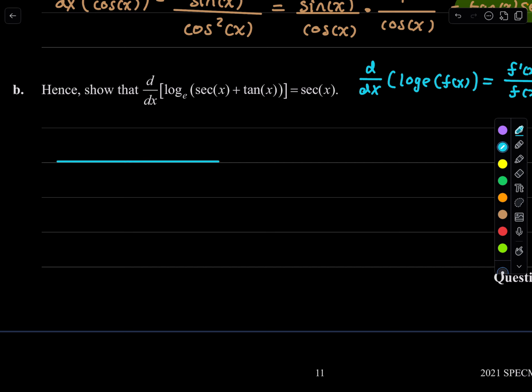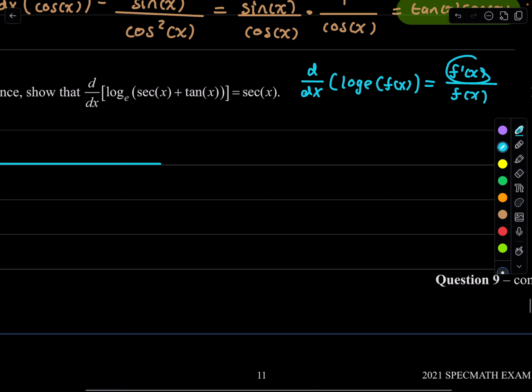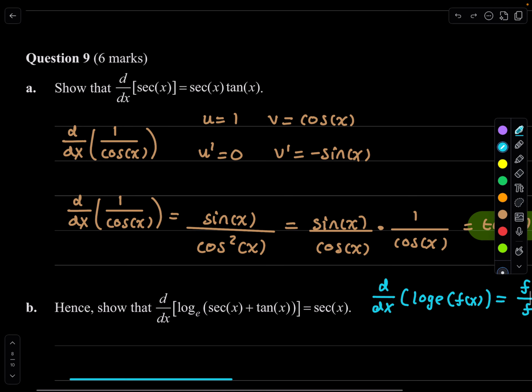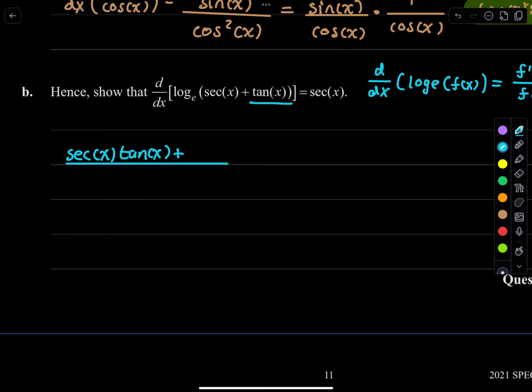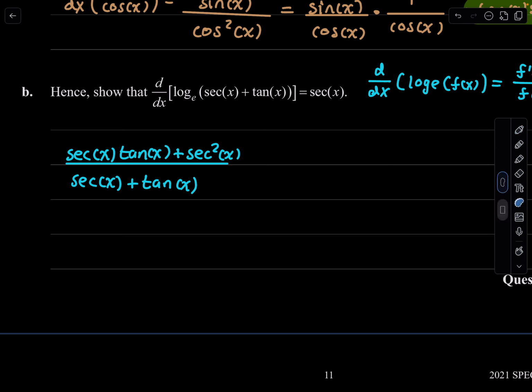So I'm going to first derive the inside. That's the f dash of x part. What's the derivative of secant x? We just found out the derivative of secant x is secant x tan x. So let's write that down: secant x tan x plus, and then of course you need to derive tan, which is secant squared x. Then you divide by the original. Done. Beautiful.